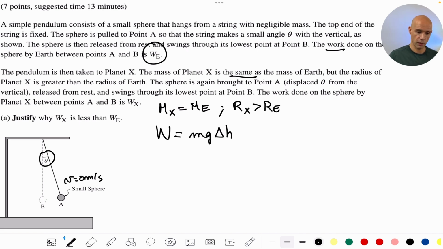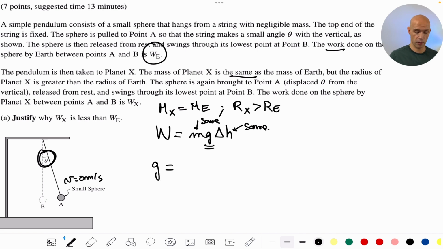So the work on Earth and the work on planet X depends on g. M is the same, right? Same. This doesn't change. And this doesn't change. It's the same. Okay? They say the same angle. Same angle. So how much is g?